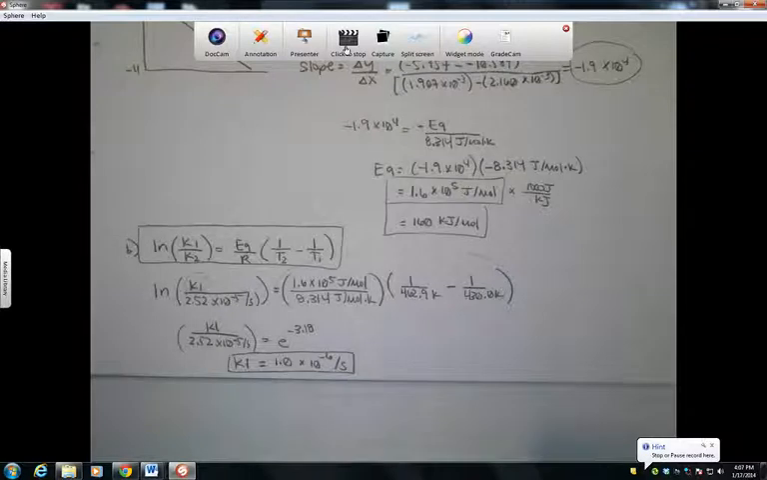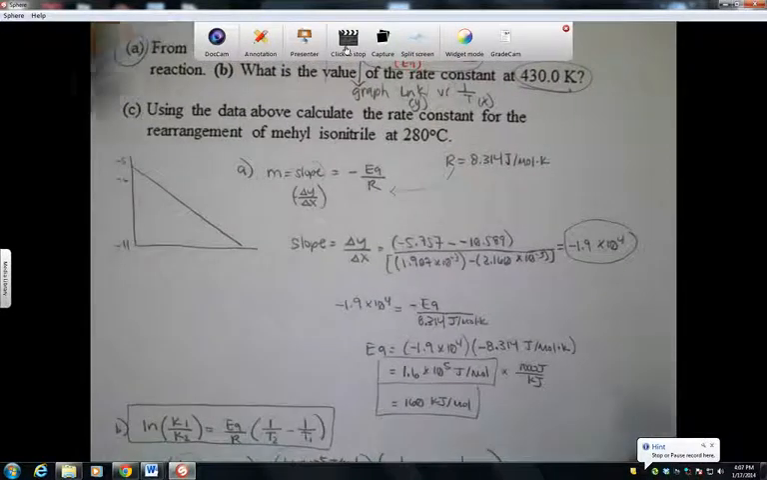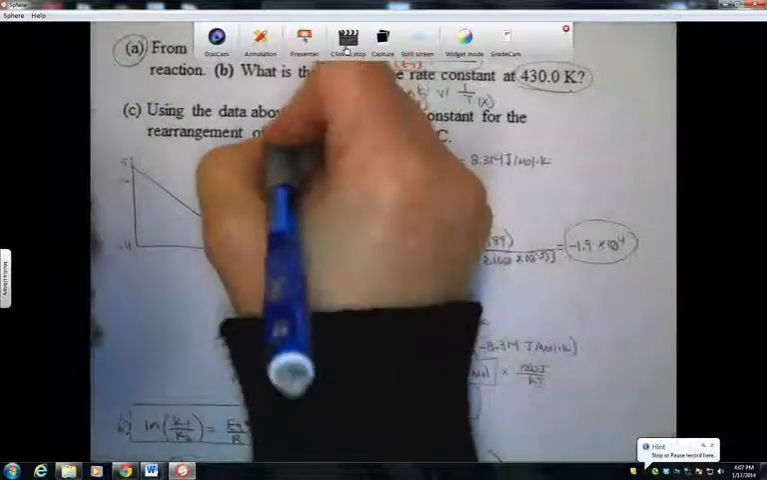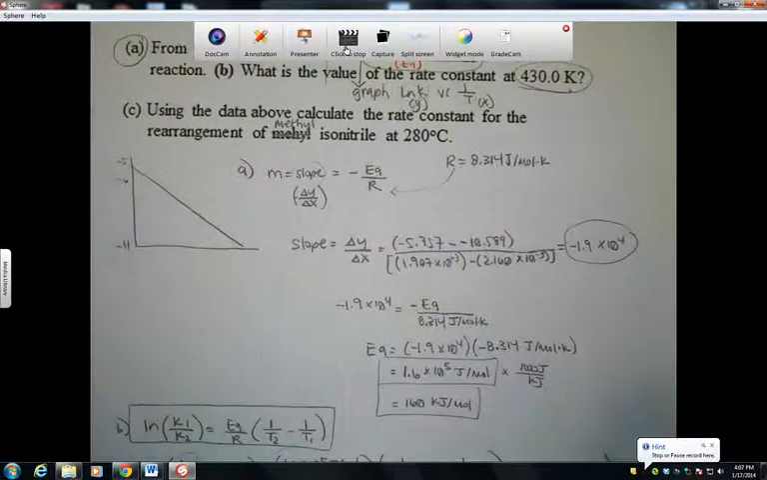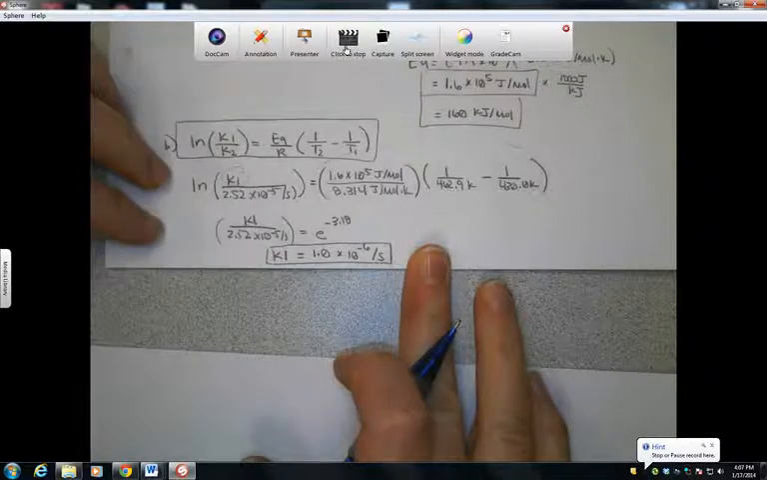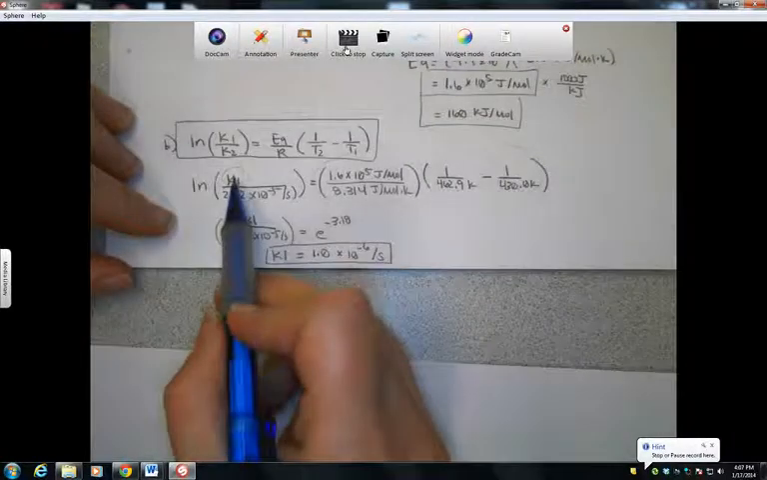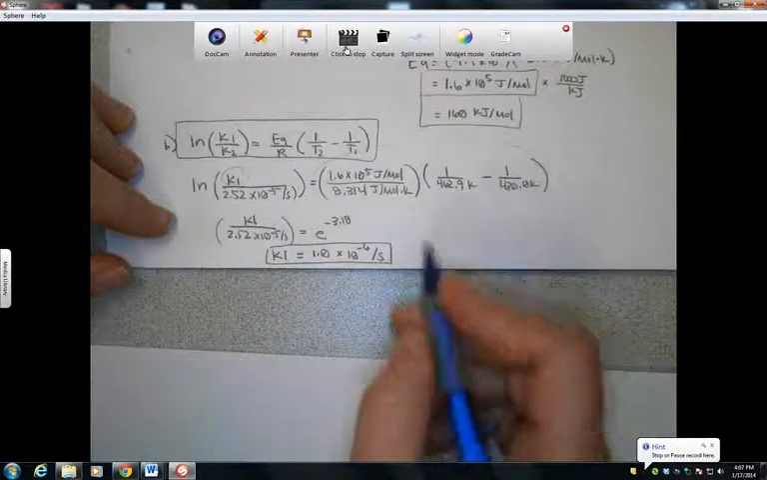All right, let's see. Part C says, using the data above, calculate the rate constant for the rearrangement of methyl isonitrile. By the way, that's a typo. It should say methyl isonitrile at 280 degrees Celsius. So again, you're basically doing exactly the same thing that you did here, but this time you're solving for a new rate constant at, instead of 430 degrees Celsius, you're solving for it at 200 and what did they say?